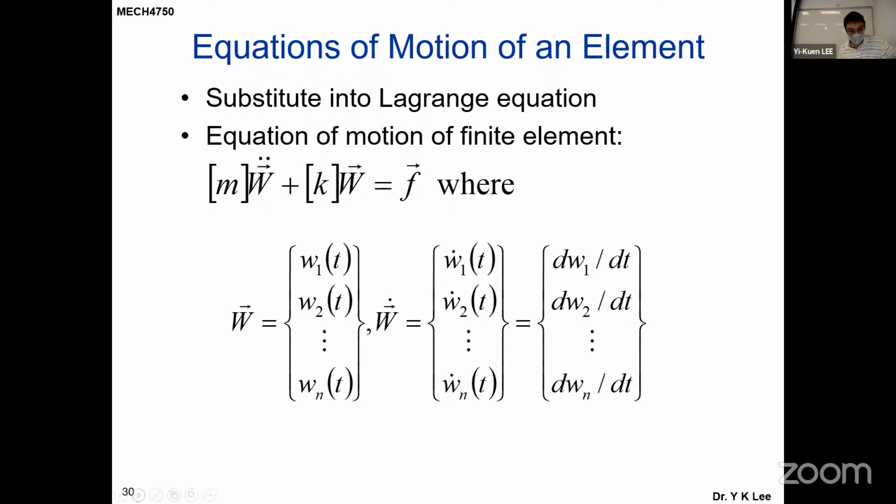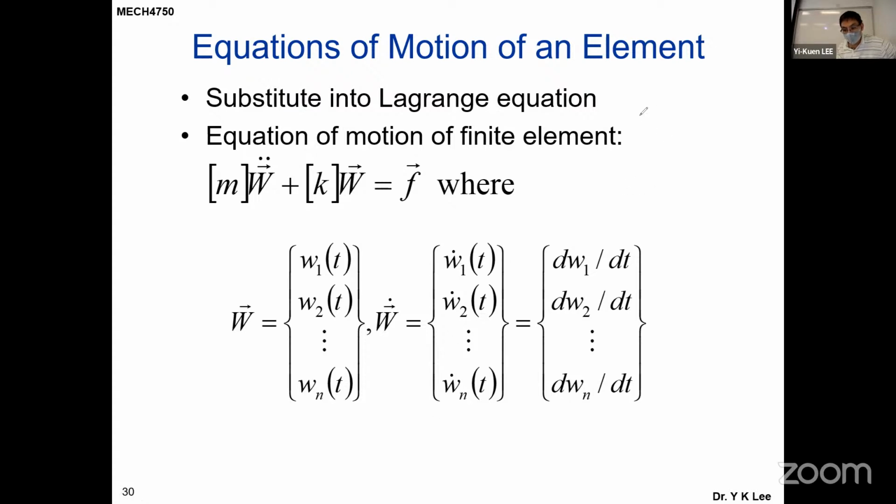I mention the Lagrange equation of motion because sometimes I told you Newton's law is good, but what's the problem with Newton's law? If you have one or two elements, that's okay, you can write down all the equations of motion. But if the number of elements goes to 1,000 or 1 million, are you going to write down 1 million equations? The Lagrange equation of motion systematically gives this equation of motion without writing down each individual one.